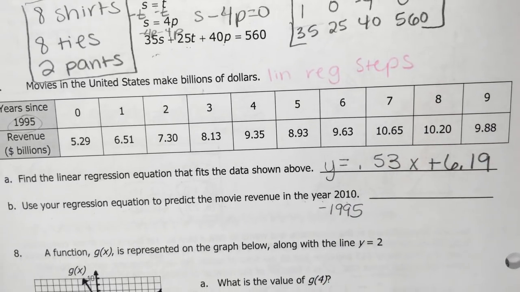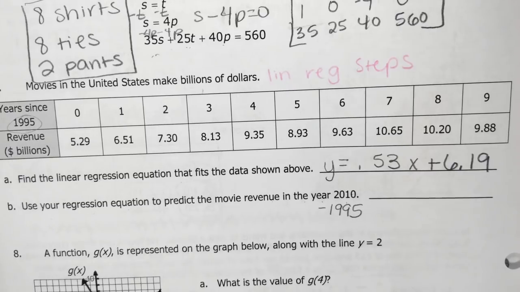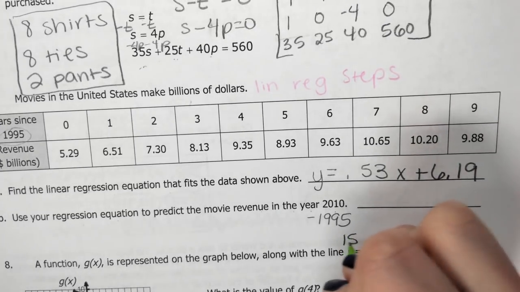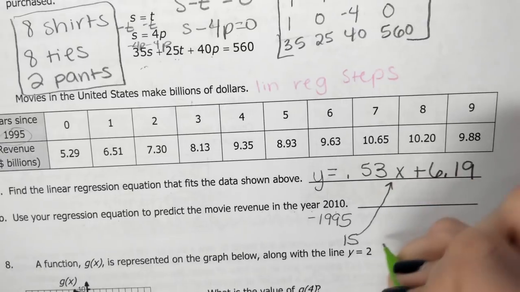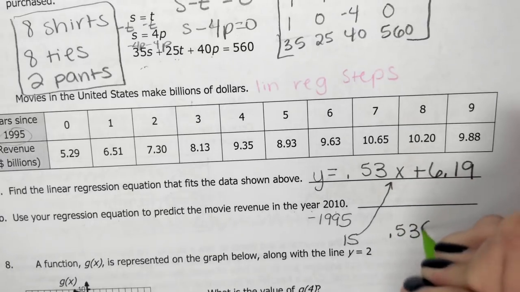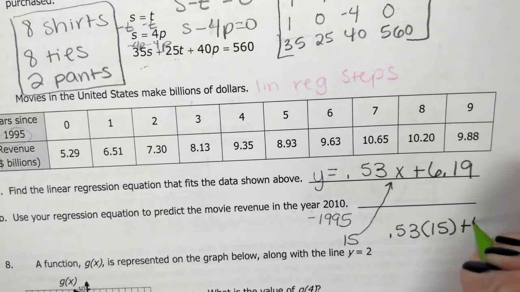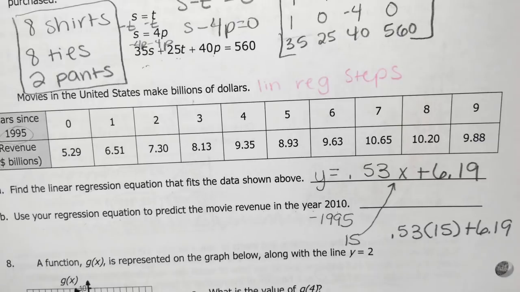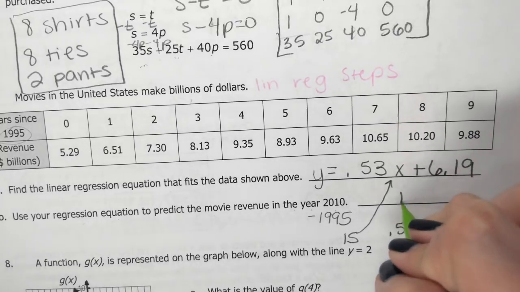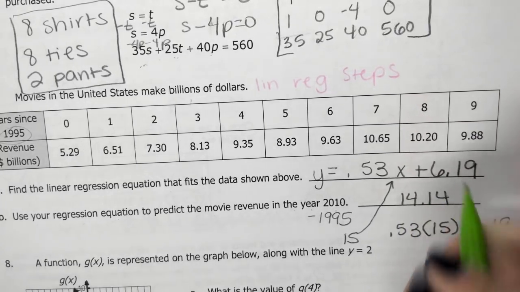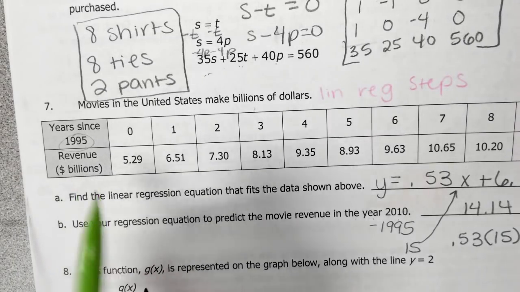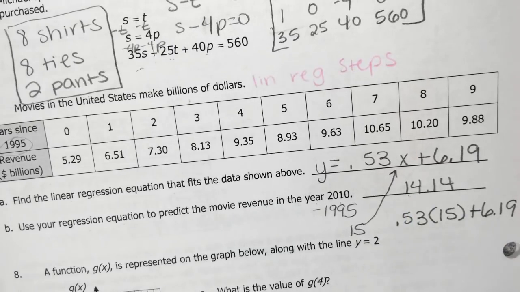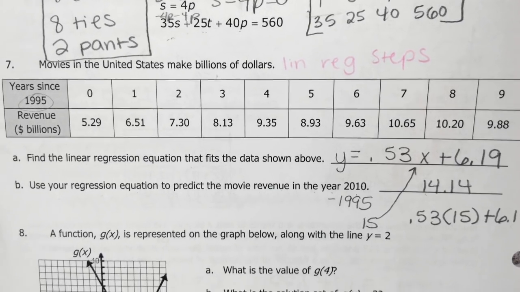So 2010 minus 1995, and you get 15. So that is actually what you're going to plug in for your x. So you're going to do 0.53 times 15 plus 6.19, and you get $14.14 in billions. So you're thinking that's a lot of money there for what's happening.